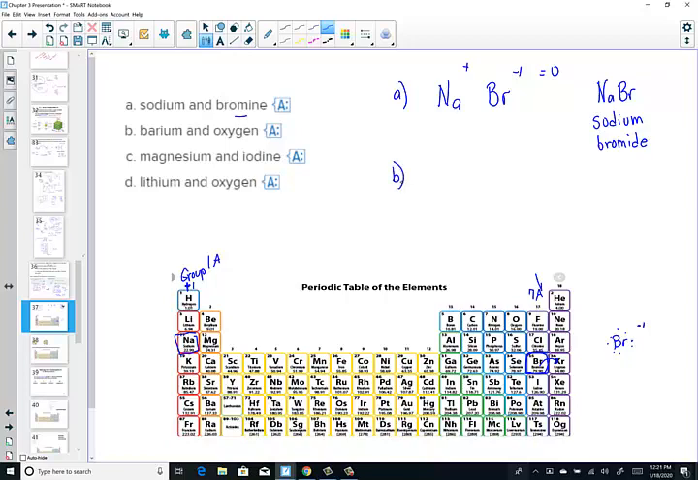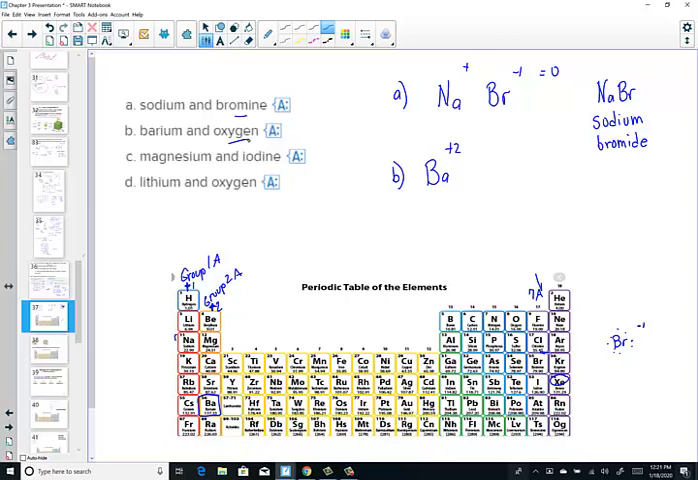Here's barium and oxygen. So we're going to go to the chart and find barium. Here's where barium lives. Notice it is found in group 2A, and all of those found in the second family have 2 valence electrons. When it loses 2 electrons, it becomes like the noble gas xenon. They are isoelectronic. Barium will carry a +2 charge.